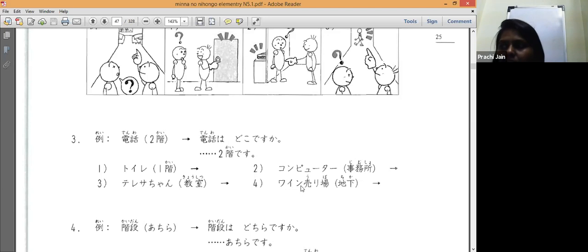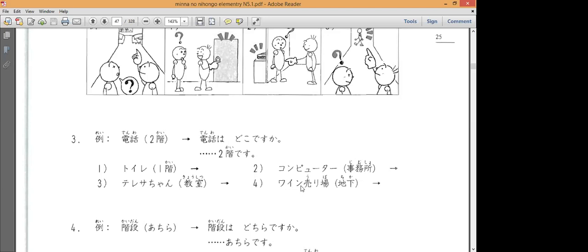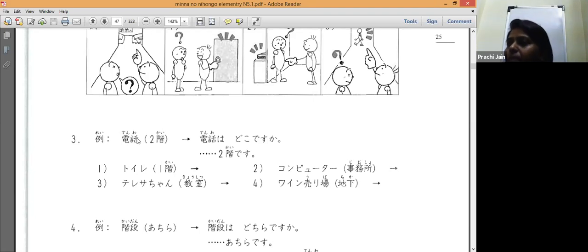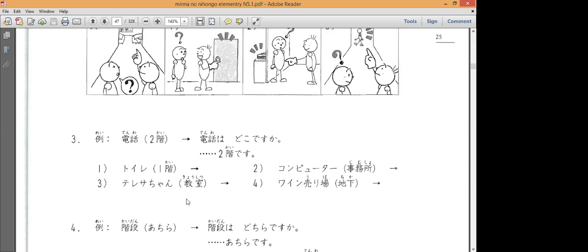Could you repeat, ma'am? Yeah, sure. In the ray part it's written Denwa. In the bracket it's written Nikai. First of all you make a question. Denwa wa doko desu ka? Then in the bracket it's an answer. So Nikai desu. It's on the second floor. So in the same way you have to make 1, 2, 3, 4. Okay? So write down in your notebook.